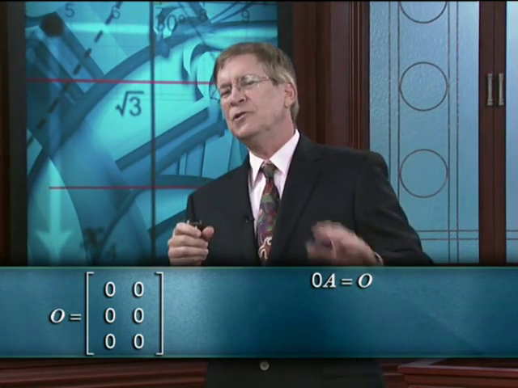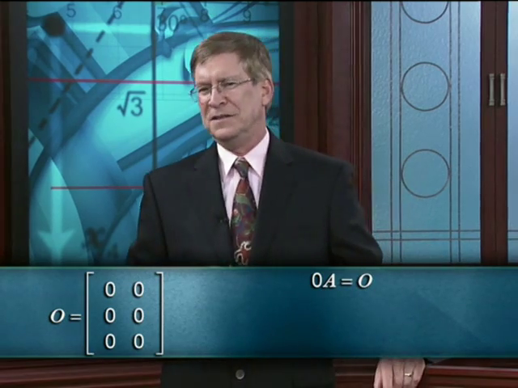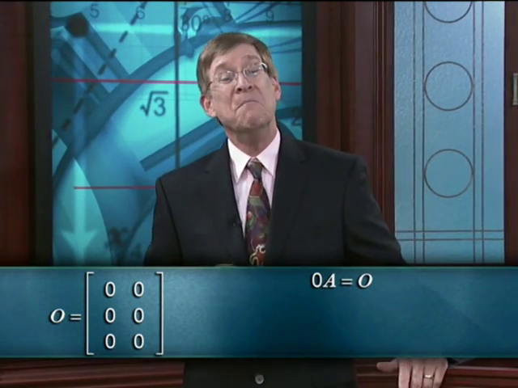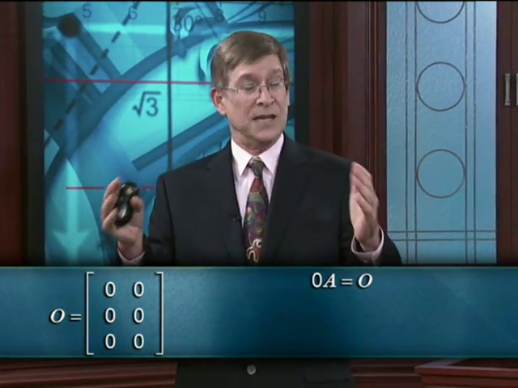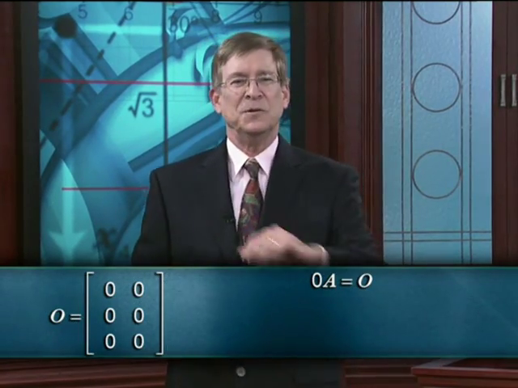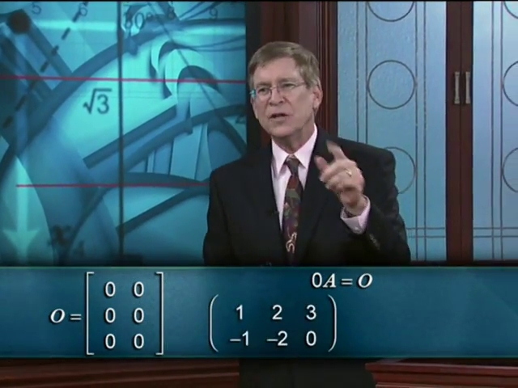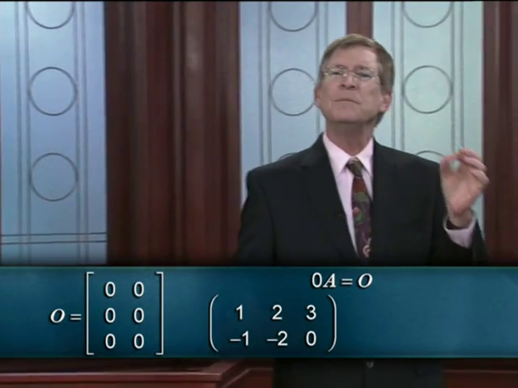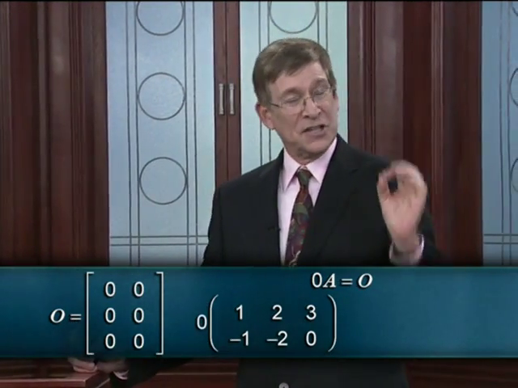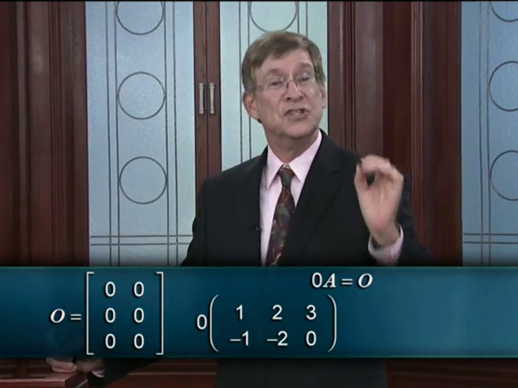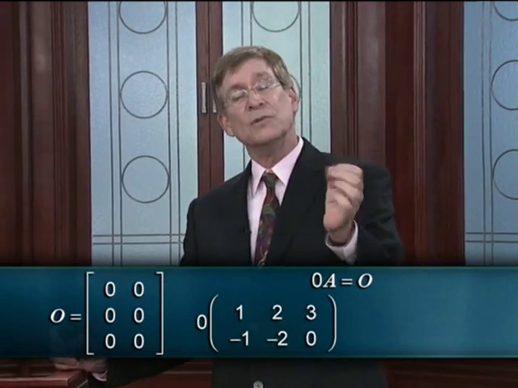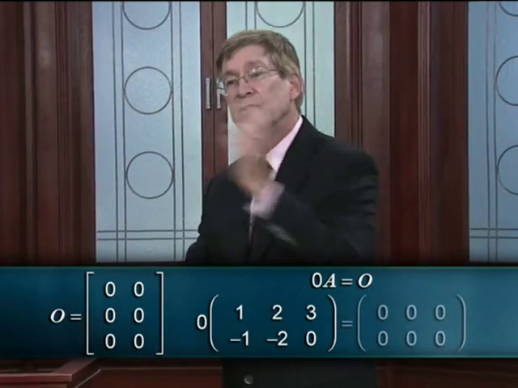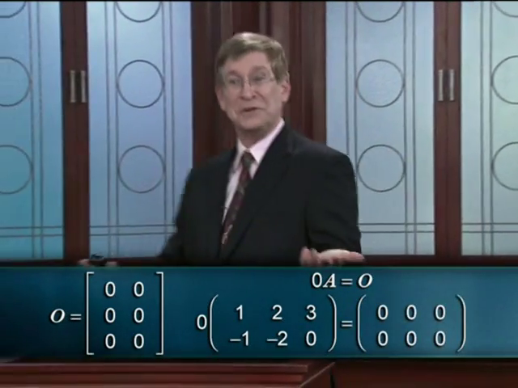And who's that 0 on the right of the equality sign? That's the 0 matrix, which is the same size as the matrix A. Let me show you an example. Suppose A is 1, 2, 3, minus 1, minus 2, 0. Multiply that matrix by the scalar, the real number, 0. And that means 0 gets multiplied by each entry, and you end up with the 0 matrix.